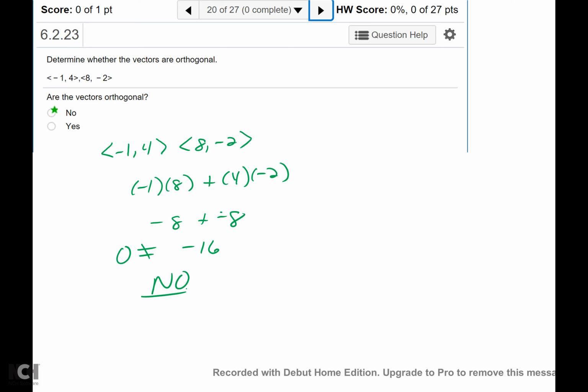Now, had it asked are they orthogonal, parallel, or neither, once you get no for orthogonal, you'd actually have to find theta to decide whether they were parallel or neither.